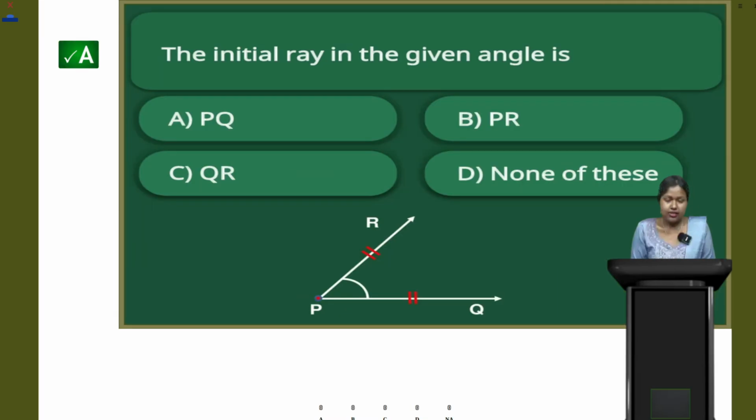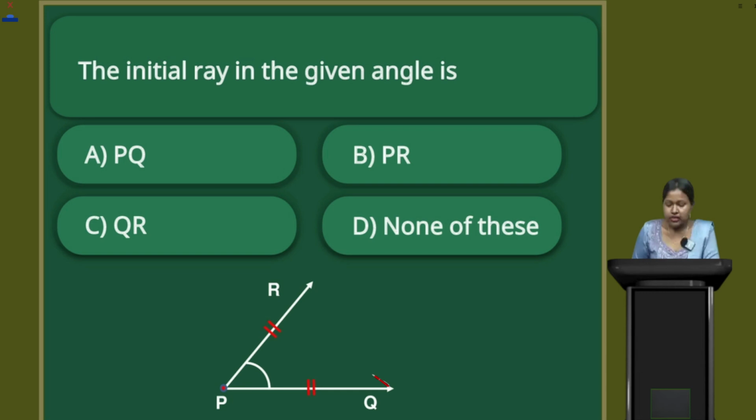Okay, your time is up. Let's see the answer. Very good, my dear students. You all are correct. The correct answer is option A, PQ. This one is the initial line. Okay, let's move on to the next.